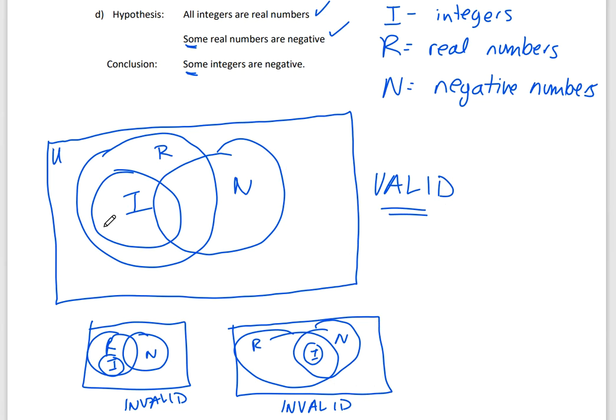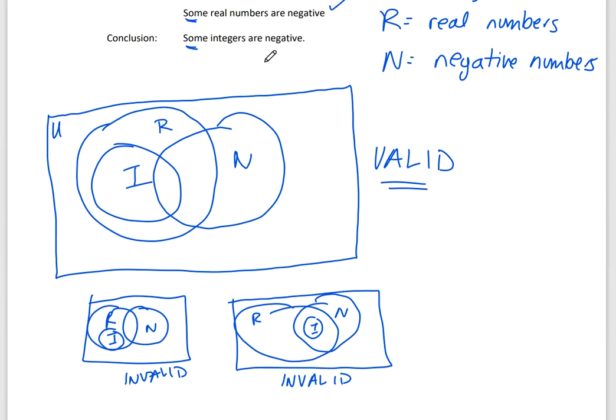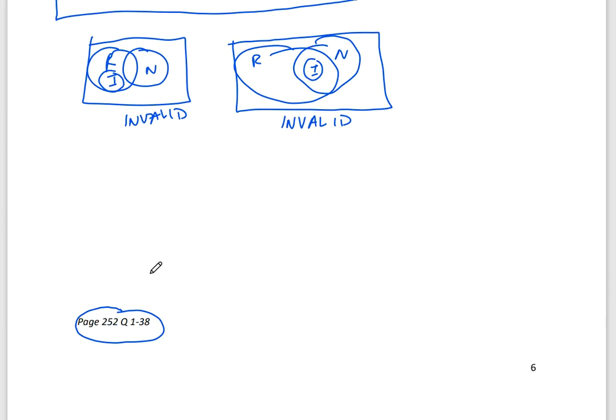So again, please be mindful of the words that we're using when you go through your homework questions. Questions 1 to 38, all your odd ones will show your Venn diagrams in the back. We'll show your proofs in the back using your truth tables. Practice, practice, practice, and it will become easier.